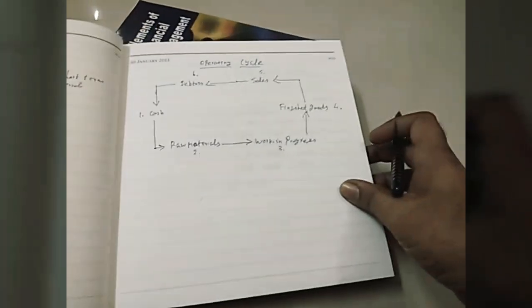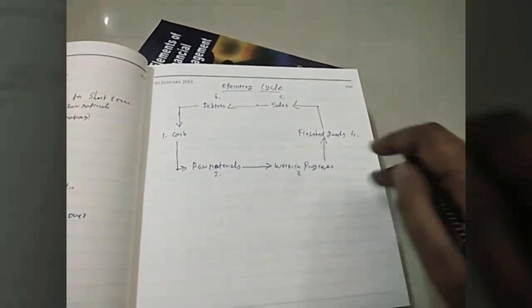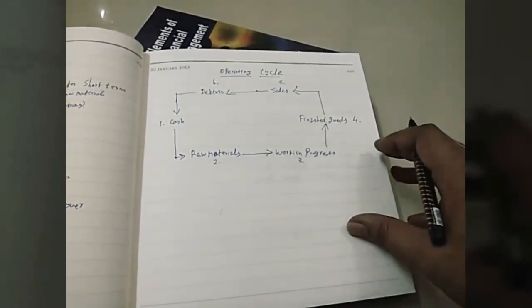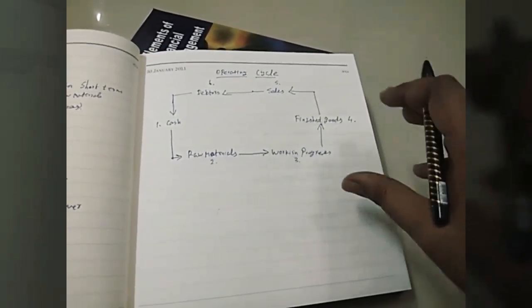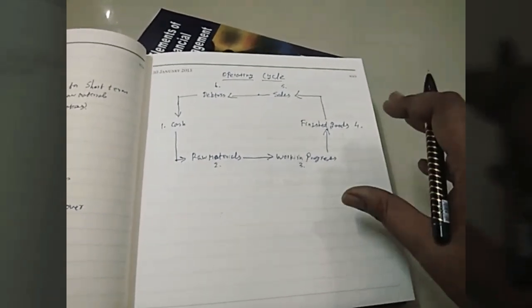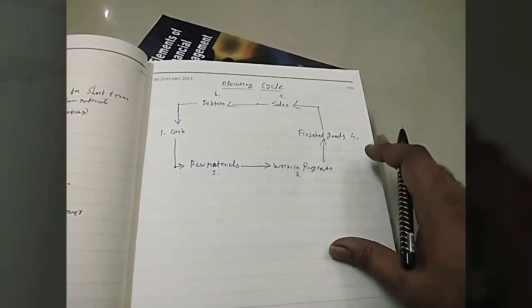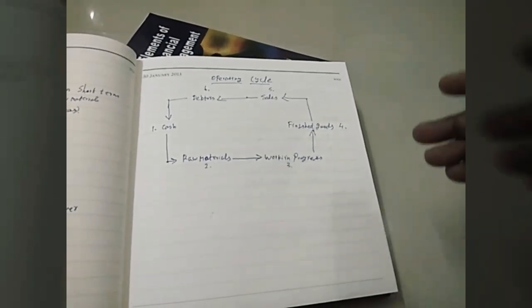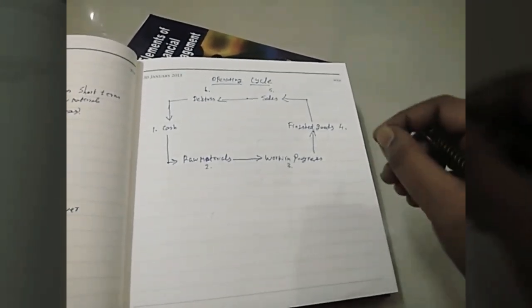The next concept is operating cycle. Operating cycle, in simple terms, is the number of days or hours or time allocated to complete the manufacturing process within the plant. That's called operating cycle. Based on that operating cycle, the working capital calculation can be done.